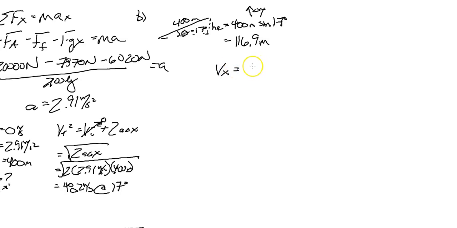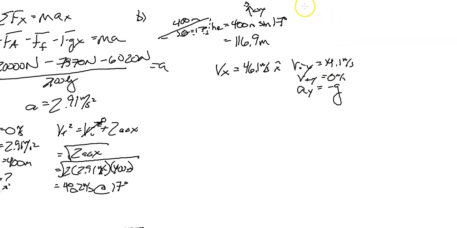Velocity in the x was 46.1 meters per second x hat. And velocity initial in the y was 14.1 meters per second. Of course, we know that the acceleration in the y is negative g. And since it says the peak, I know that velocity final in the y is 0, because the velocity up here at the peak, and this will be important for part C to remember, is entirely in the x. It's not entirely 0. It is still going at 46.1 meters per second to the right, but in the y it's definitely 0.